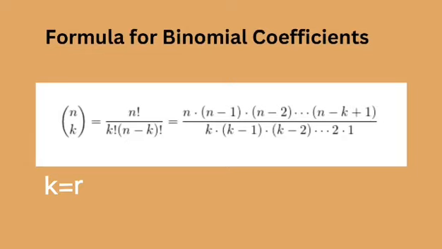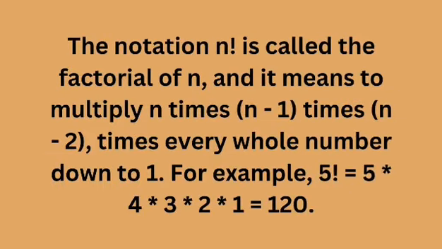The binomial coefficient formula may seem lengthy, but with the proper definition of a factorial, it will become clearer. The exclamation points are actually part of the formula, and they don't mean that the numbers are excited. The notation n factorial is called the factorial of n, and it means to multiply n times n minus 1 times n minus 2 times every whole number down to 1.